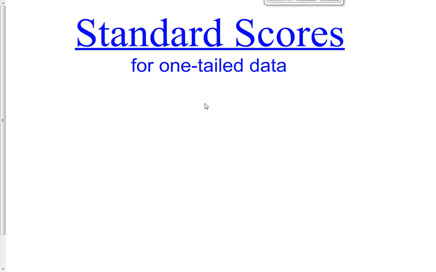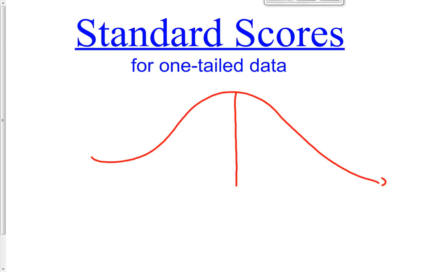Hi everyone, and welcome to our next video lesson on 14.3. We're on day 1 of 14.3. We're talking about standard scores for one-tailed data. Now, all of these distributions that we're talking about are normal distributions. They're symmetrical about the mean. So here's the mean, and that's 0 standard deviations. And here is 1 standard deviation, 2 standard deviations, 3 standard deviations from the mean.